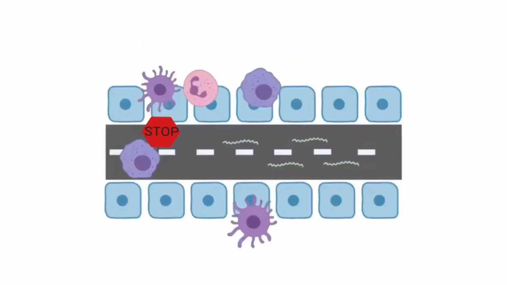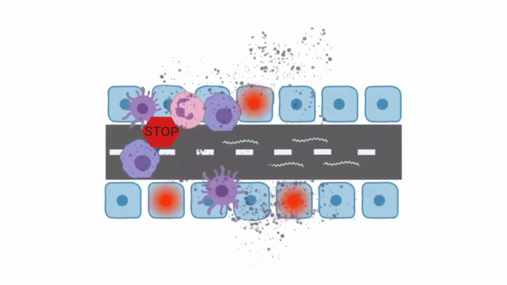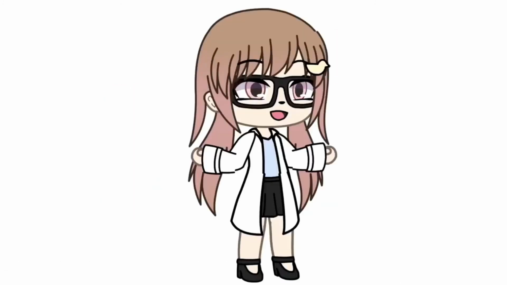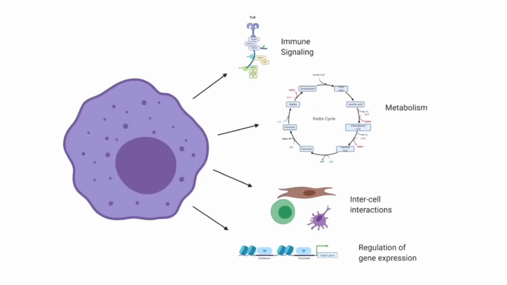It is possible then that those patients continue to treat the bacteria as a dangerous invader, leading to inflammation and prolonged symptoms. So what are we doing in the lab? Our studies focus on how the immune system signals and controls this tolerance to the pathogen. Our long-term goal is to exploit the immune system to alleviate symptoms in patients who don't respond well to treatment. We are looking at a variety of contributing factors such as immune signaling, metabolism, cell-to-cell interactions, and regulation of gene expression.